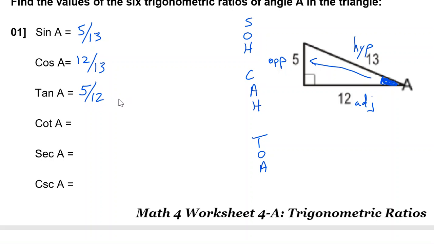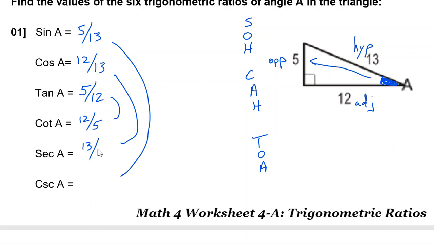And what we do is we just start flipping them. 5 over 12 becomes 12 over 5. 12 over 13 becomes 13 over 12. 5 over 13 becomes 13 over 5. And we just start flipping them for the last 3. So once you figure out the first 3, the next 3 should be fairly easy.